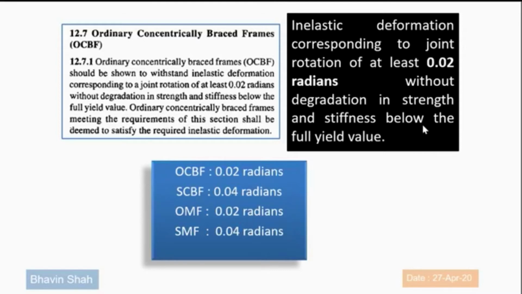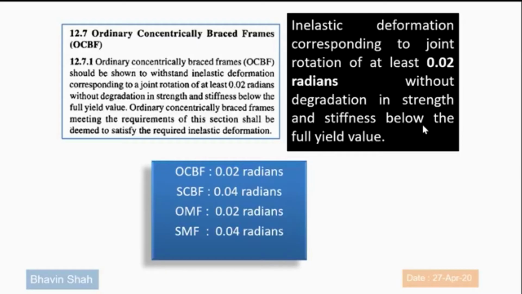But what is presented in the Indian Standard Code right now is only one clause. So there are two parts to this clause. First of all, in analysis, in my opinion, we have to go for the inelastic design, and whenever it comes to detailing, we have to go for specialized detailing to ensure that the joint is able to resist the identified rotation. And joint rotation values are presented on the slide. If I have an ordinary concentrically braced frame, then this is 0.02 radians. If it's a specially concentrically braced frame, then it is 0.04 radians. Similarly for OMF it is 0.02 radians, and for SMF it is 0.04 radians.